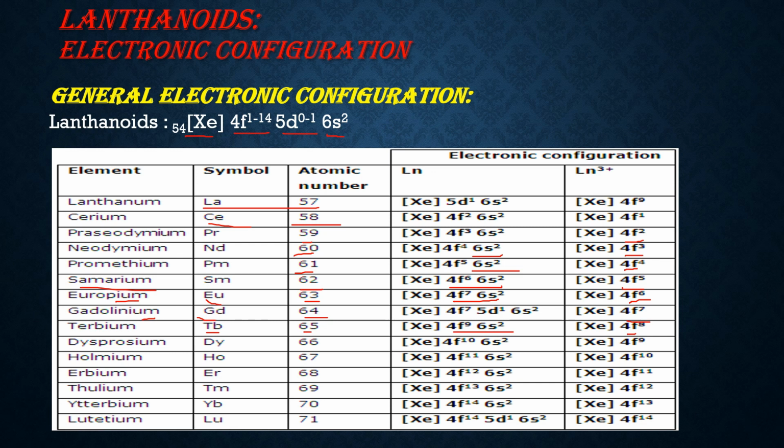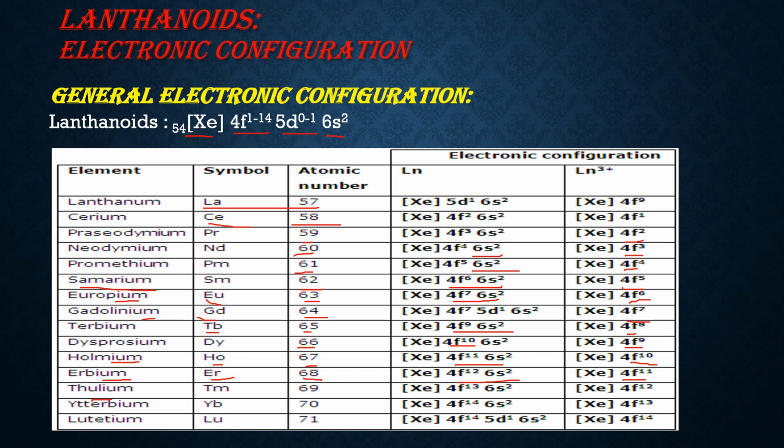Dy is the symbol, atomic number is 66, configuration 4F10 6S2 and plus 3 ion configuration is 4F9. Similarly the next element is holmium, Ho is the symbol, atomic number 67, configuration 4F11 6S2 and the plus 3 configuration is 4F10. Next is erbium, Er is the symbol, 68 is the atomic number, configuration is 4F12 6S2, plus 3 ion configuration is 4F11.